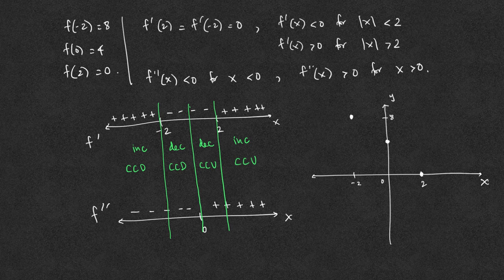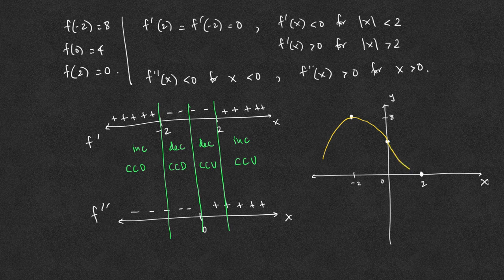From negative infinity to -2, the function is increasing and concave down. And so going from the left up to -2, it has to go up but concave downward. From -2 to 0, the function is decreasing and concave down, but we need to connect the two points, decreasing, concave down. From 0 to 2, the function is decreasing but concave up, and we need to connect the two points as well. That is decreasing and concave up.